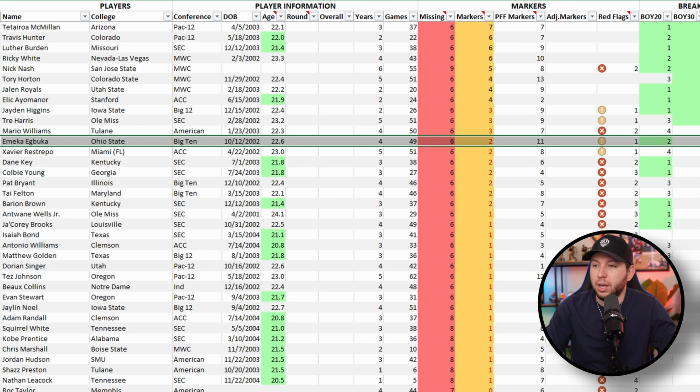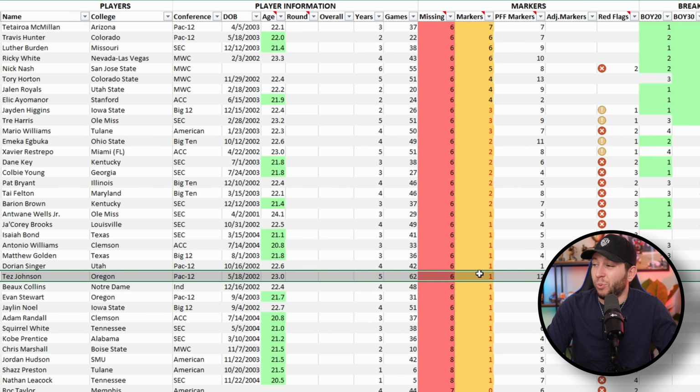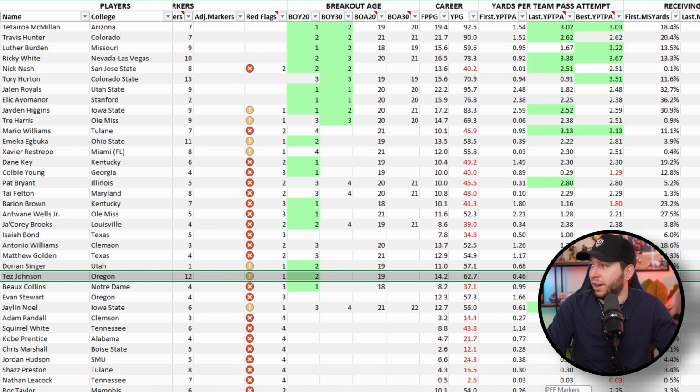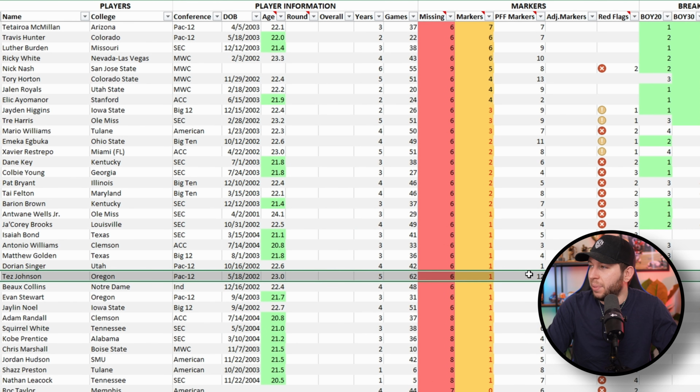The other interesting name on that list could be Tez Johnson. He only hits on 1 marker, which is a sophomore 20% breakout age, but he does not have a 30% breakout and did not do a whole heck of a lot of other stuff. But he does hit on 12 PFF markers. So on a per route basis, he was also pretty good. So Tez Johnson is one to note.